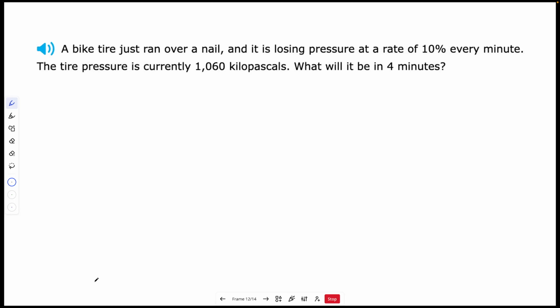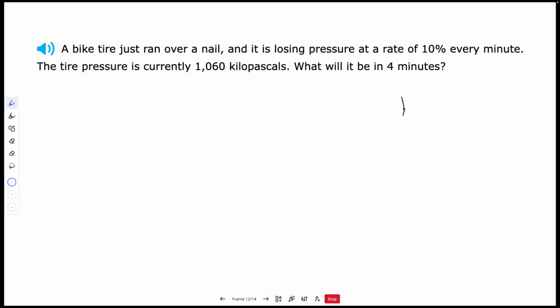All right, last type of problem. If you want to pause, I'll give you a second to read. Now that you've read this problem, in the previous problem, we were talking about money, and the money was increasing because we were talking about interest. Here, we're talking about decreasing. These are decay problems.